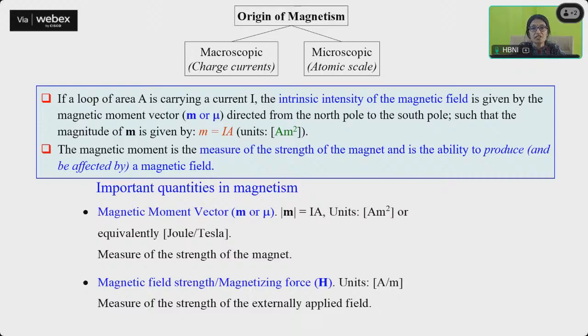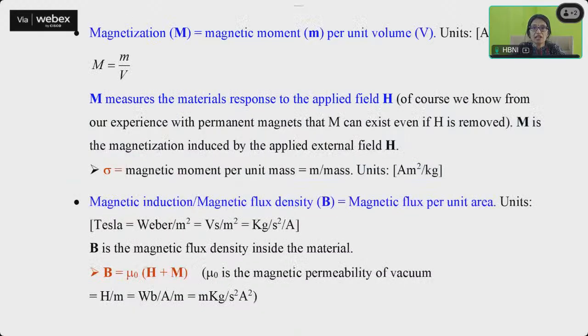Then you have the magnetic field strength or magnetizing force, given as H, which is a measure of the strength of the externally applied field. Then you have magnetization, M, which is magnetic moment per unit volume. M is equal to moment by volume, and M measures the material's response to the applied field H. M is the magnetization which is induced by this applied external field H.